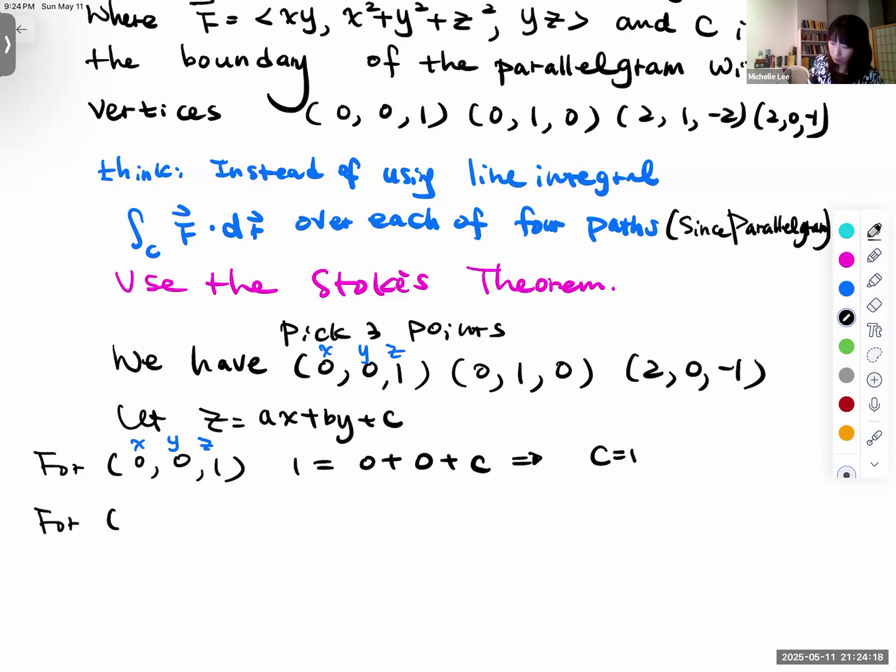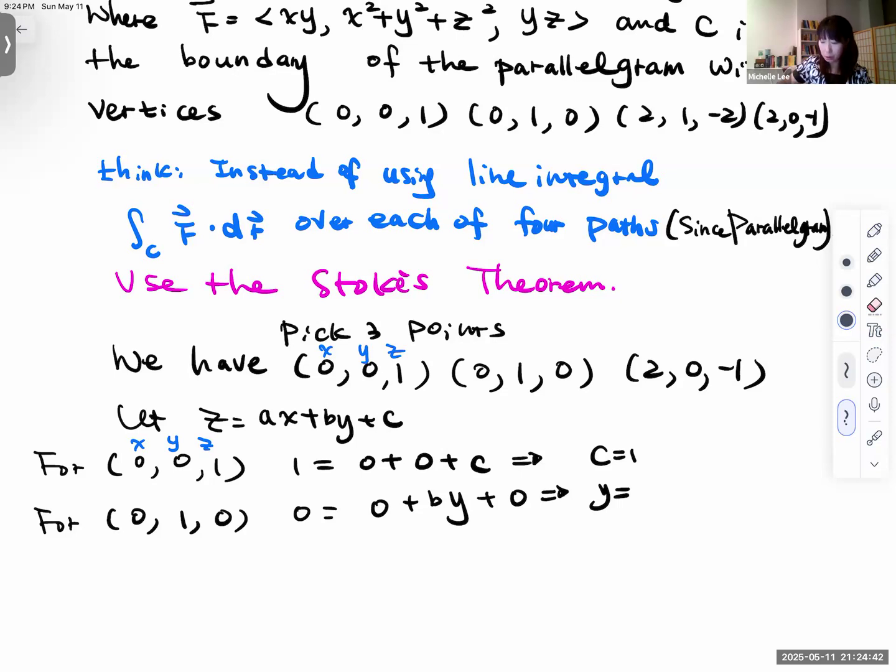Okay, for the second one, (0,1,0), z equals 0, x equals 0, and y equals 1. Sorry, c equals 1, then y equals 1, right? Because we have x, y, z. Then we have b equal to negative 1, right?